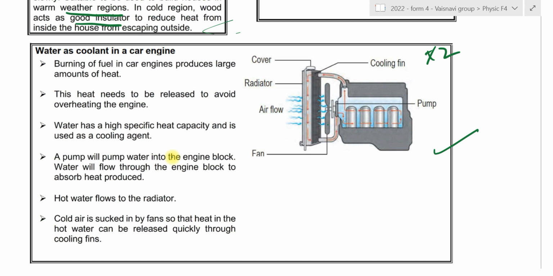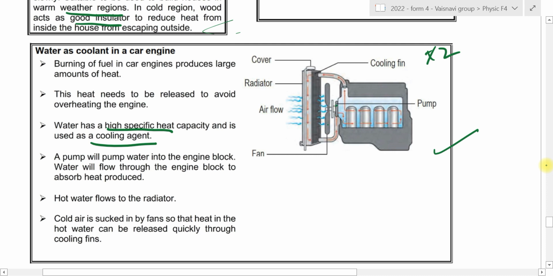Burning of fuel in car engine produces a large amount of heat. This heat needs to be released to avoid overheating the engine. So water has a high specific heat capacity and it is used as a cooling agent. Okay, how does it work? A pump will pump water into the engine block, ke dalam engine, and water will flow through the engine block to absorb the heat produced.